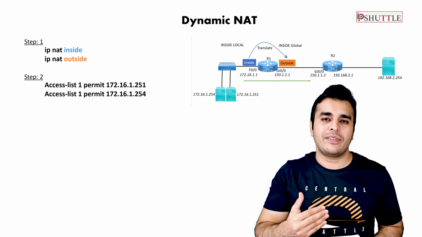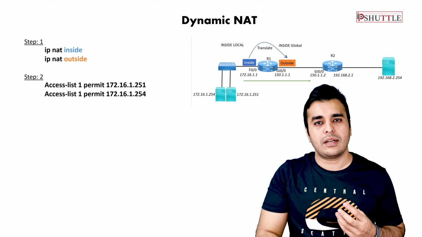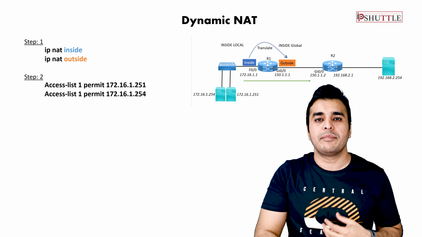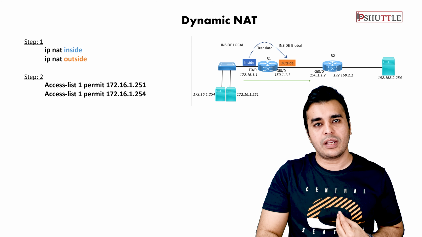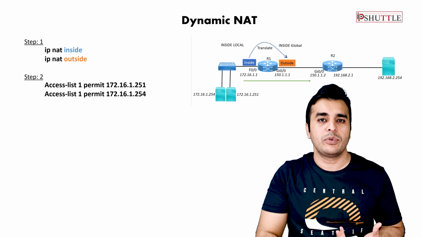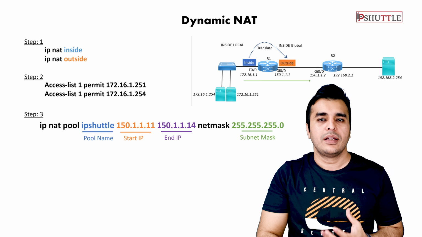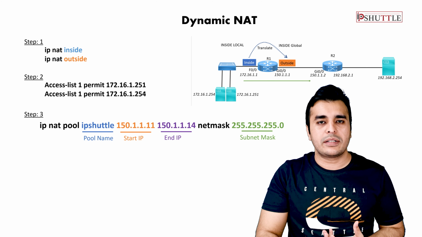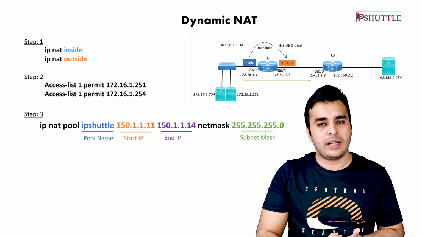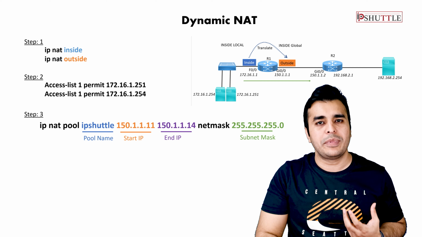Step 2, we will be configuring an access list. Who will be the source? This source can be host IP addresses, or it can be a whole network. So we will configure that access list. In step 3, we are going to configure the pool. That pool is how many public IP addresses you have from the internet. Let's say IP NAT pool, then the pool name, and you will mention the first IP address and the next IP address, and after that you will mention the net mask for that.